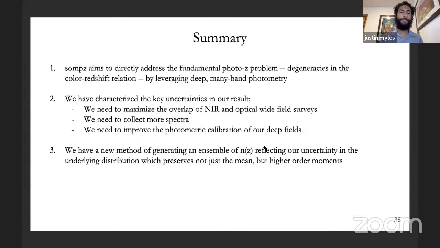of the method. Then finally, I've talked about a new method of generating an ensemble of redshift distributions that reflect our uncertainty in the underlying distribution that preserves not just the mean, but higher order moments. And that'll be interesting for future tests of how these higher order moments affect our cosmology.